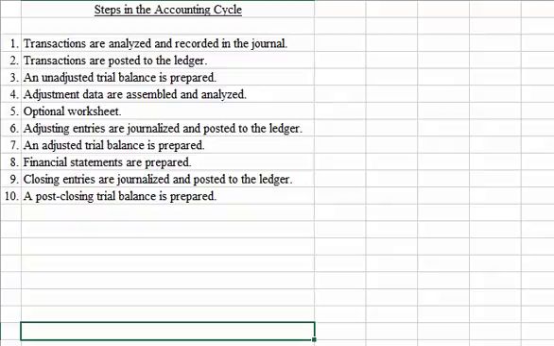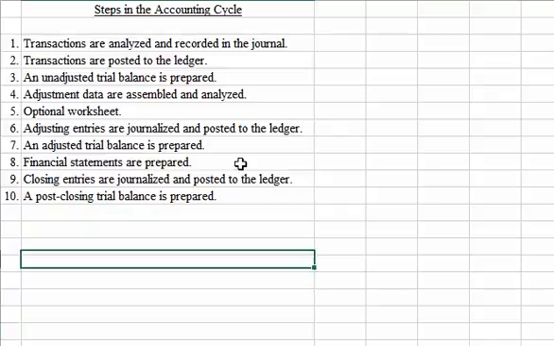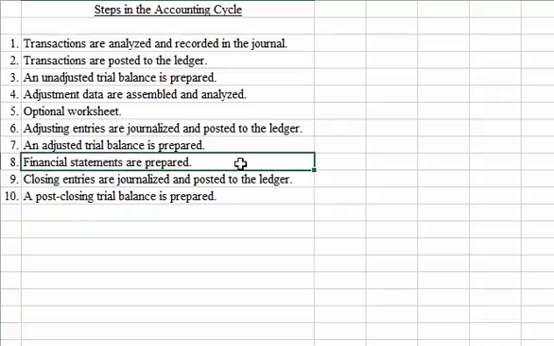Okay, you guys, we're now going to start with Chapter 2, and I thought we would begin by looking at the steps in the accounting cycle, and we're going to complete these by the end of Chapter 4. Let's look at what we've completed already. In Chapter 1, we looked at the financial statements and how they're put together. We'll work our way back to step number 8 in Chapters 2 through 4.